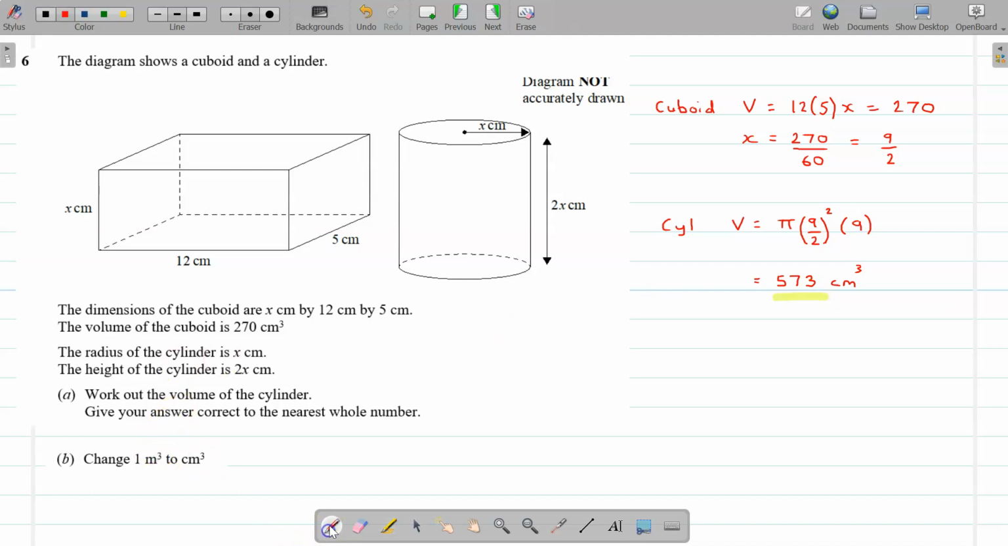And then we've got an independent question, part B. Turn 1 cubic meter into cubic centimeters. Well, if you think of a cubic meter, it's 100 centimeters long, 100 centimeters wide, and 100 centimeters tall. If you multiply those together, you get 1 million cubic centimeters. Okay, and that question's done.